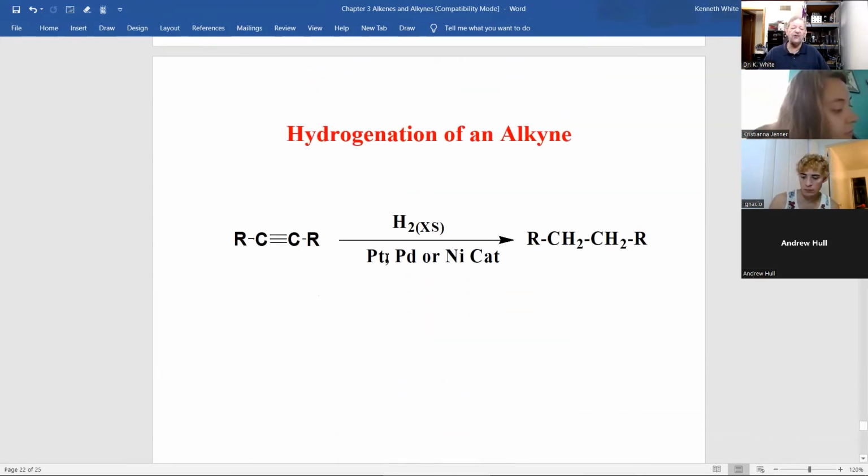Now, let's look at the first reaction of triple bonds. If we take hydrogen and a triple bond, and there's something different there, bracket, excess, close bracket. Let's talk about that.